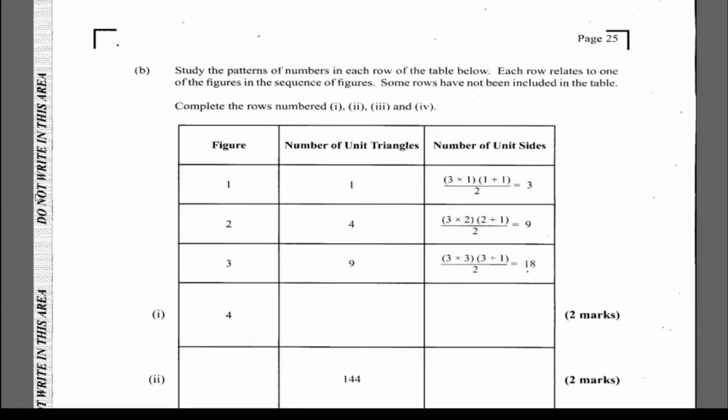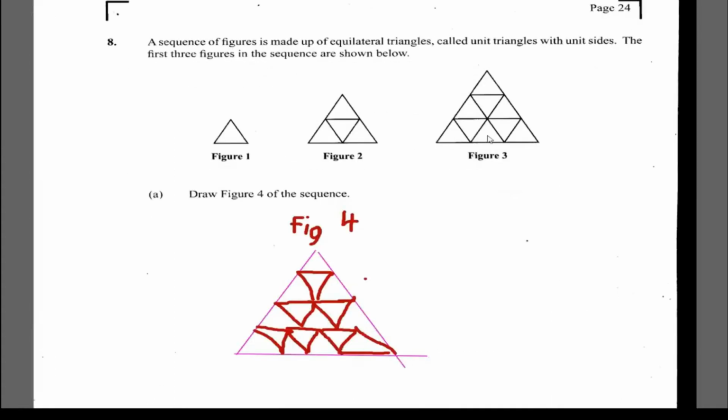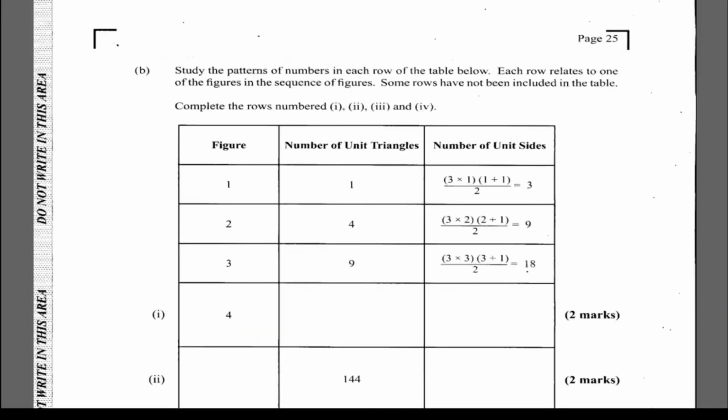Right, it says complete the table. Number of unit triangles: as you can see, figure 3 was 1, 2, 3, 4, 5, 6, 7, 8, 9. Now for figure 4, it's going to be 1, 2, 3, up to 16. As you can see, it's going to be 16 triangles.